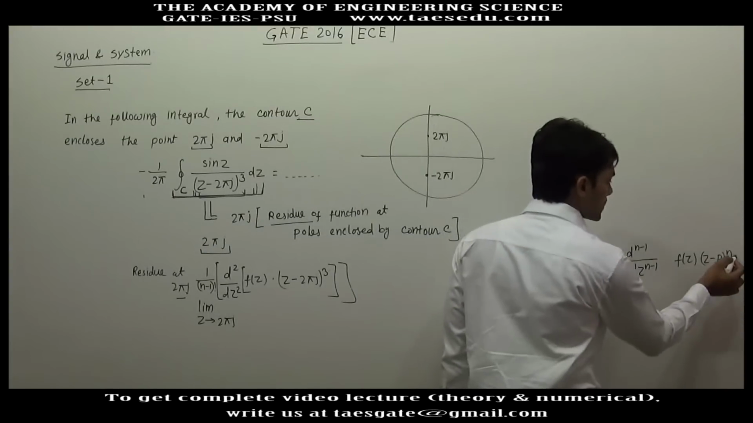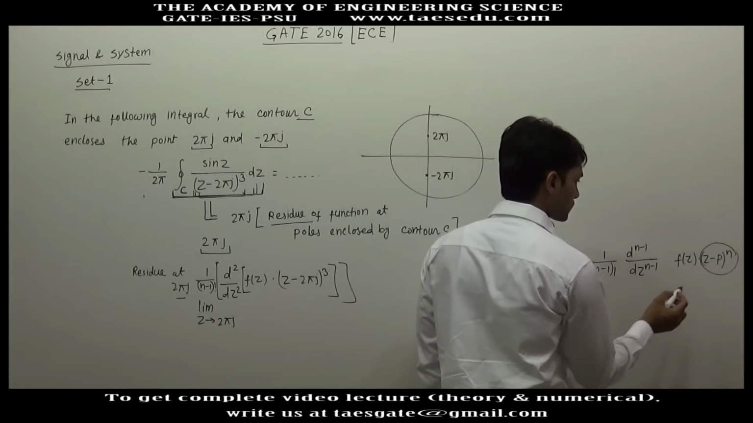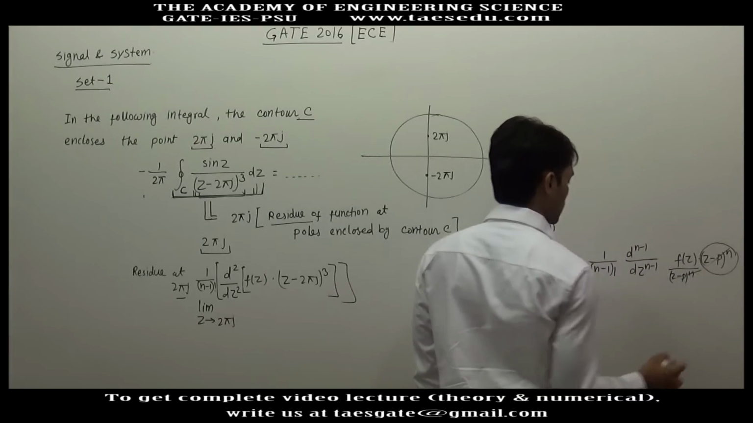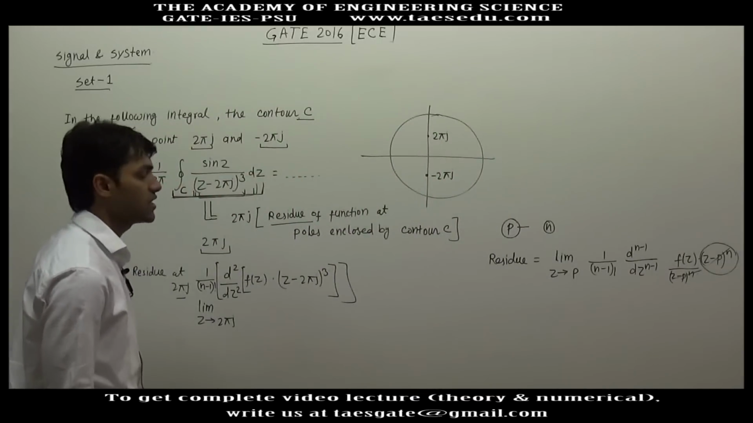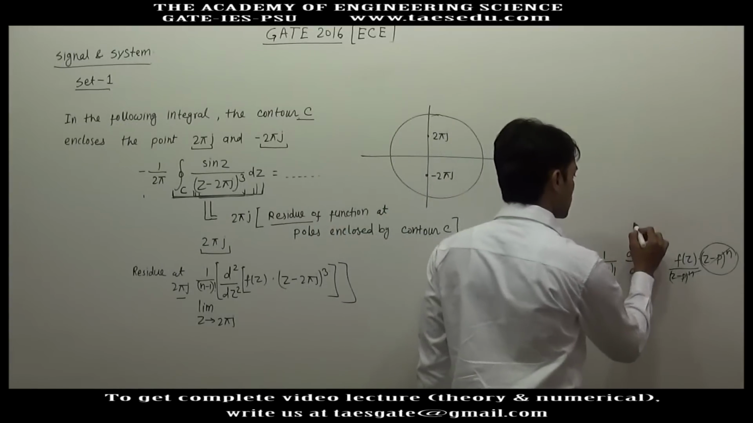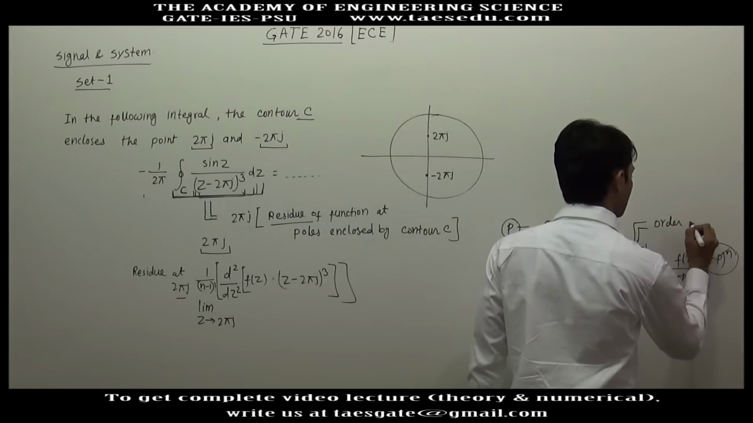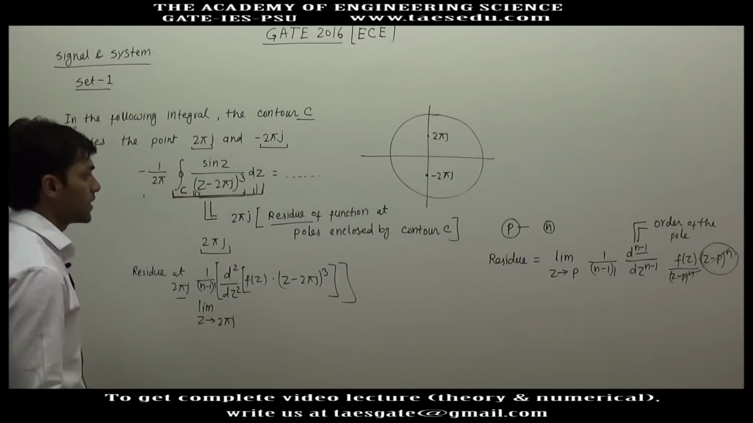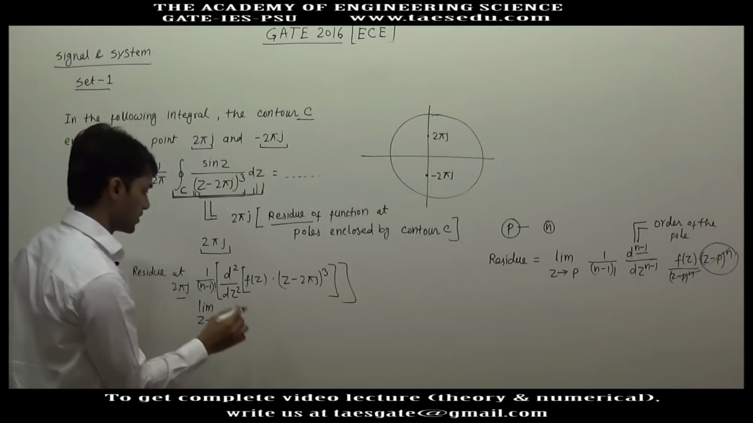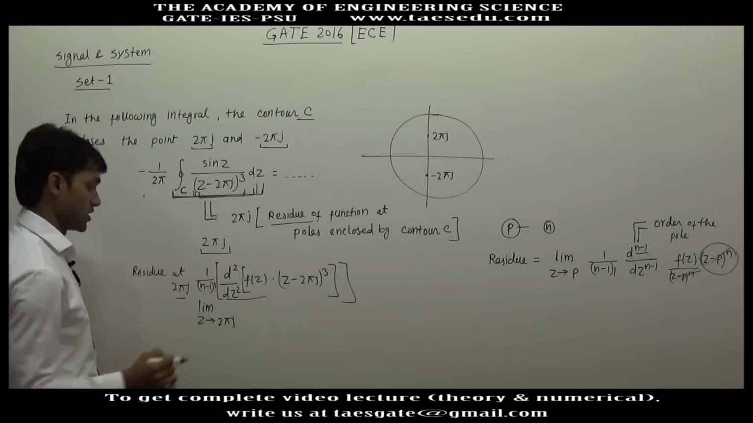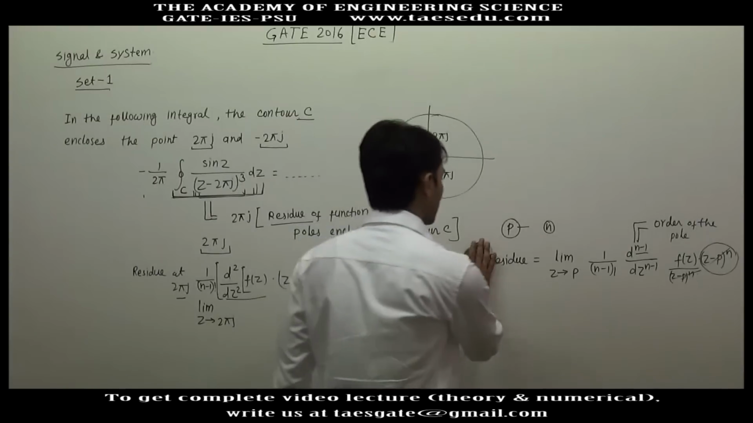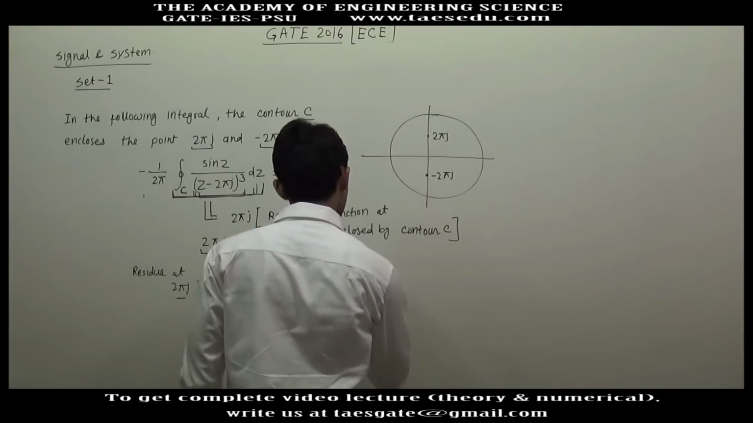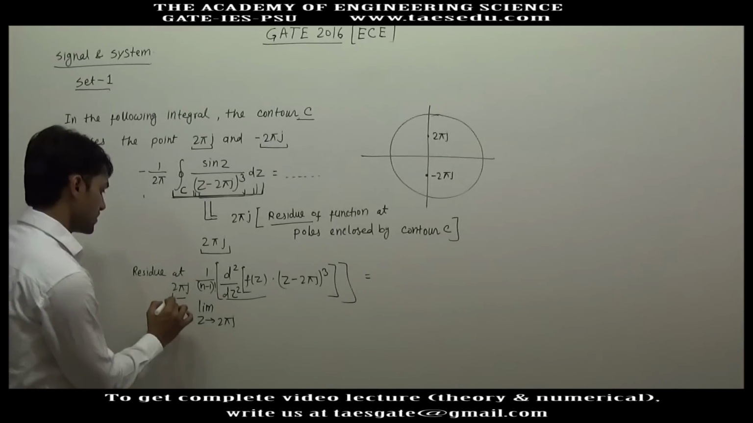So when you multiply by (z minus p) to the power n, the denominator which has (z minus p) to the power n will be cancelled. So f(z) we have to differentiate n minus 1 times, where n is the order of the pole. So here the order of the pole n is equal to 3, so we will have to differentiate this function twice. So here we will have residue at 2 pi j.